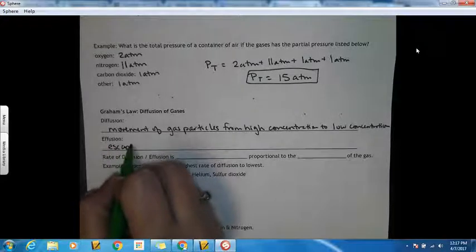Effusion is the escaping of gas particles through a small hole. So think about your helium balloons, right? You get these balloons for your birthday, they last for a couple of days, then that balloon starts to sink, and eventually it's on the ground, right? And it's deflating. But you didn't deflate the balloon, you didn't pop it or anything.